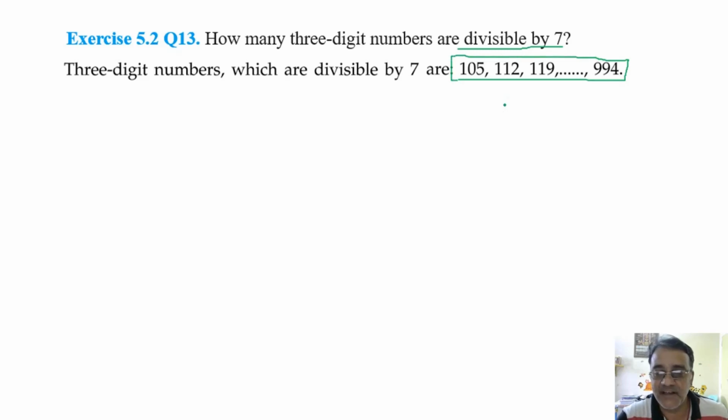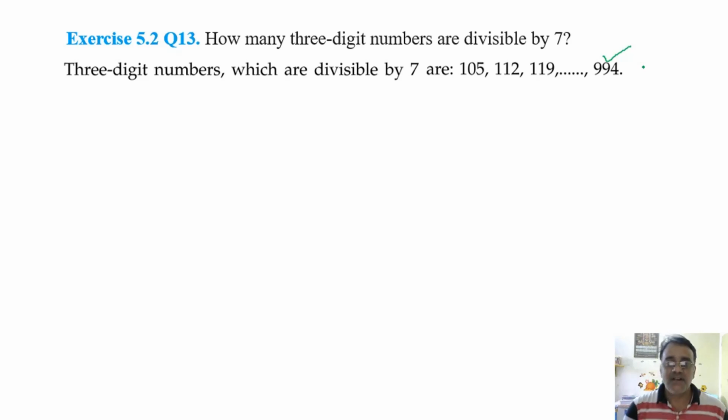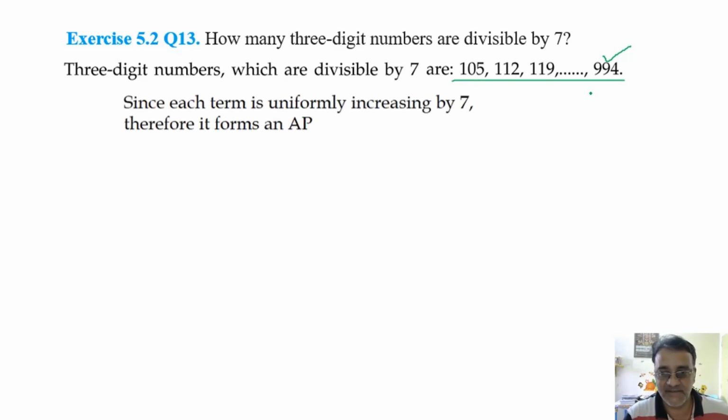We just have to find how many numbers are there in this. In other words, which term is 994? This is clear? Now we can't use direct AP here because it is nowhere written that it is an AP. In the previous question AP was written, so here we have to write that it forms an AP. You can write in a simple statement that since each term is uniformly increasing by 7, it will form an AP. Whether this is clear?